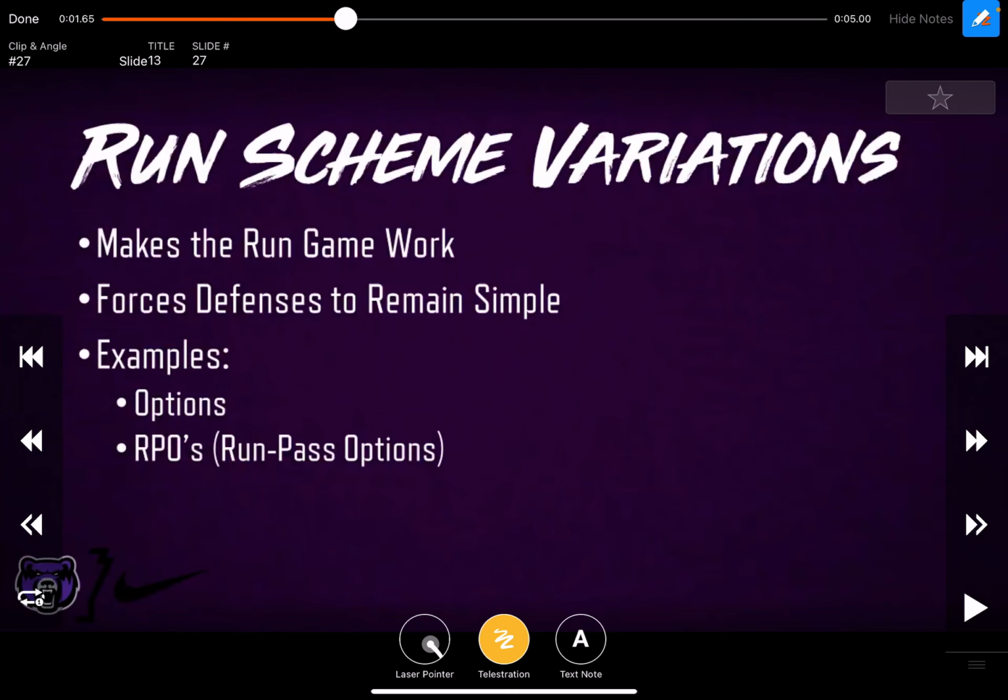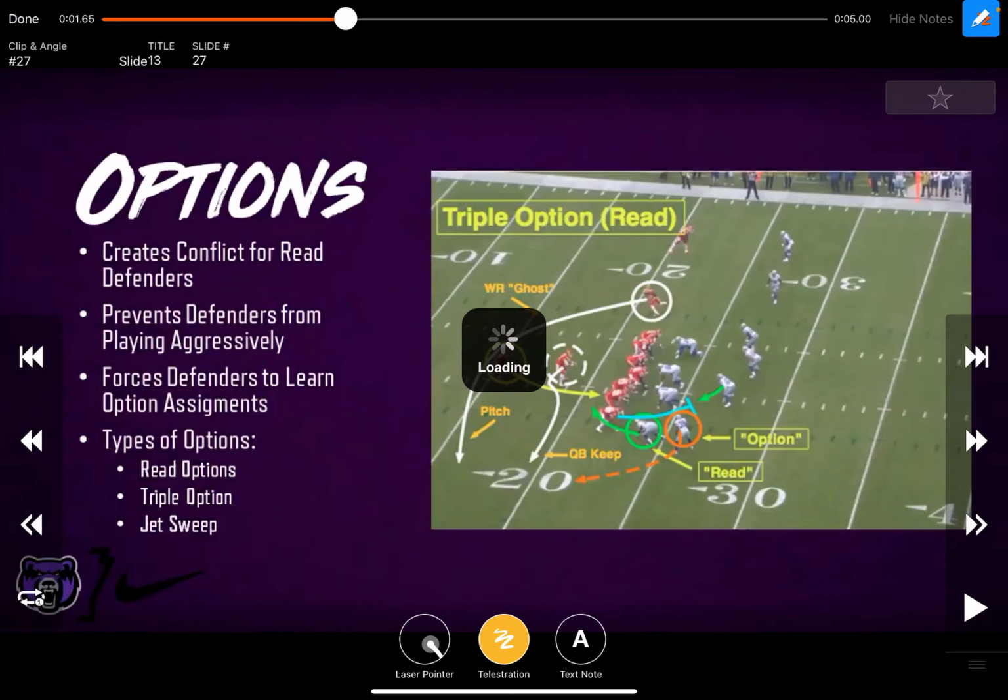And then there's also a huge one. It's not listed there, but the biggest one probably is play action passes. Offenses are built off of play action passes. So that defense, like we talked about, has to honor the run game. All right, so let's take a look at a couple of examples of this.